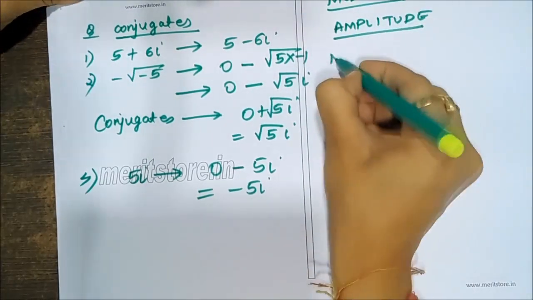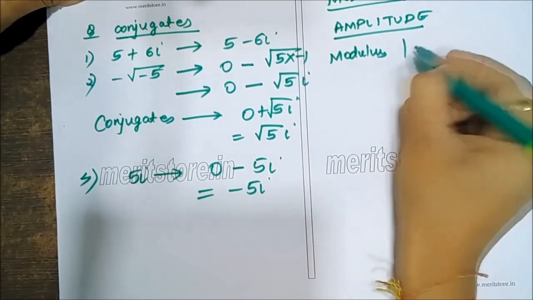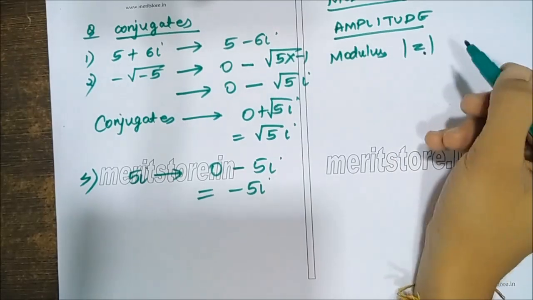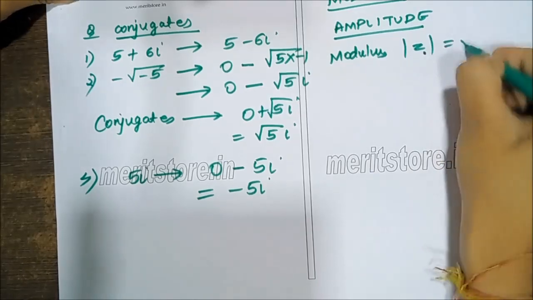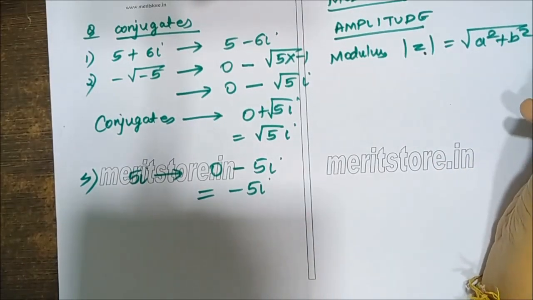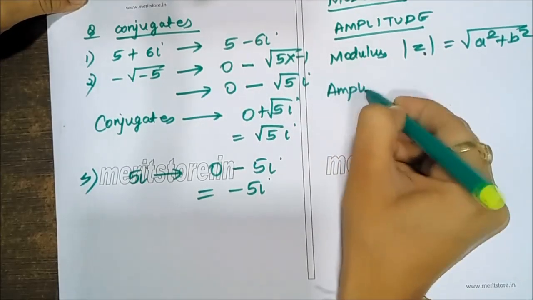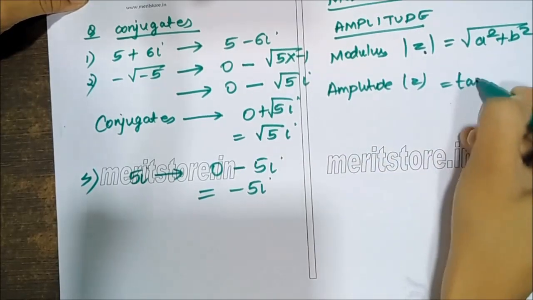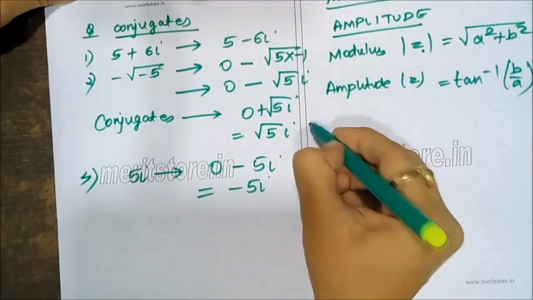Now, for modulus, you have to put this z in modulus. What was modulus? Any number, it changes positive. You are taking root of a square plus b square of that particular number, and amplitude of z is defined as tan inverse of b upon a. These two things you need to remember.